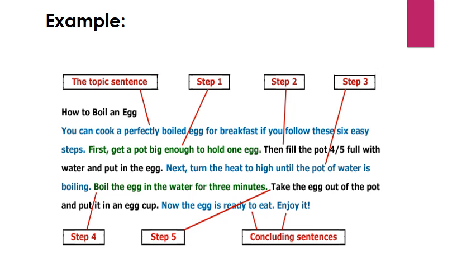First, get a pot big enough to hold one egg. Then, fill the pot 4/5 full with water and put in the egg. Next, turn the heat to high until the pot of water is boiling. Boil the egg in the water for 3 minutes. Take the egg out of the pot and put it in an egg cup. So these are the steps you should follow in order to boil an egg.